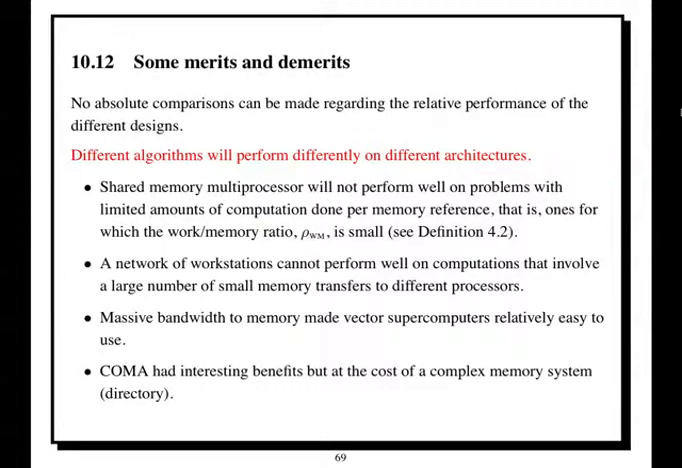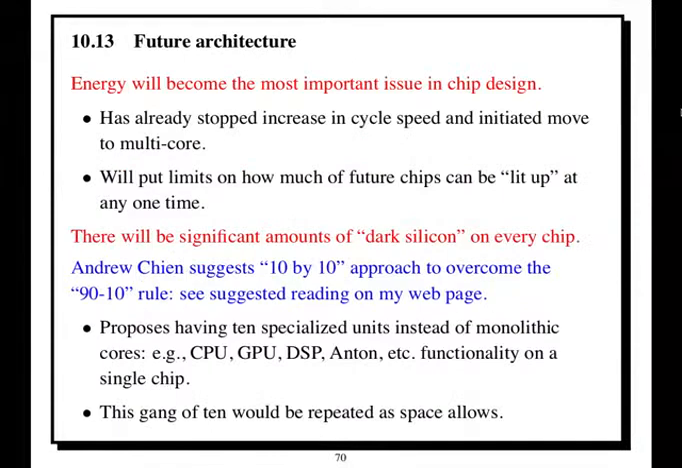COMA, which has disappeared from the scene for the moment, had interesting benefits, but the cost was this complex memory system or directory that had to be provided. Okay, well, that's the past. I say that just to encourage you to think about the GPU architectures and other current architectures by looking back at how things are designed. And I've introduced some notation, the PMS notation, which is the standard way that computer architects talk about these things. Let me talk about the future, because that's maybe more relevant.